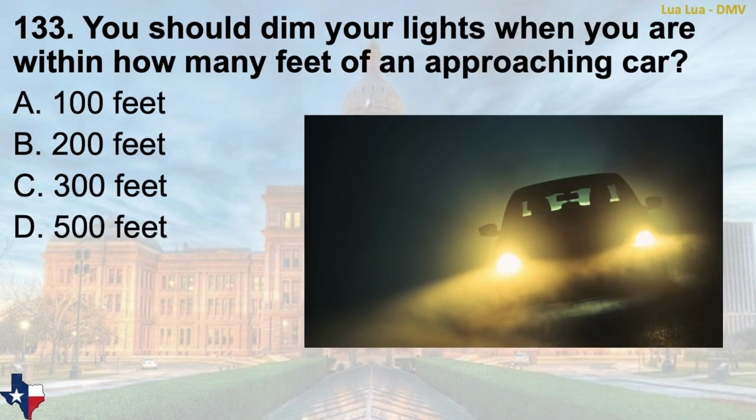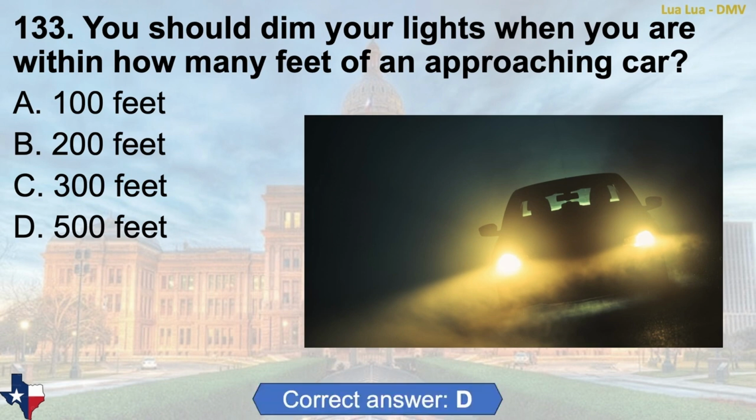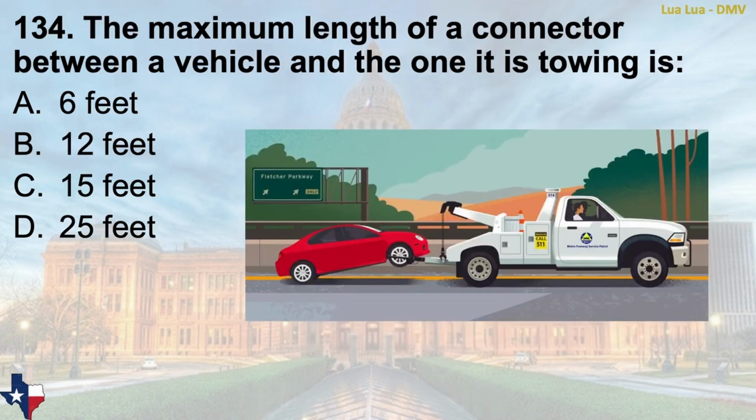Question 133. You should dim your lights when you are within how many feet of an approaching car? A. 100 feet. B. 200 feet. C. 300 feet. D. 500 feet. The correct answer is D. 500 feet.